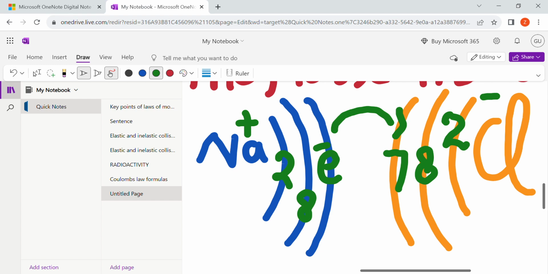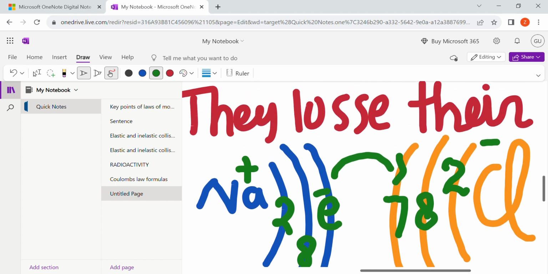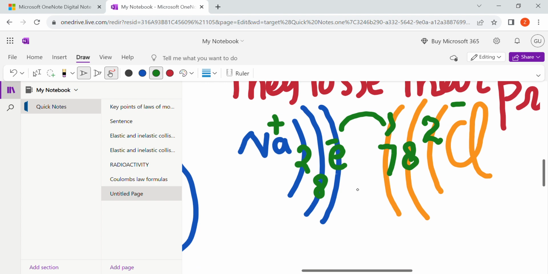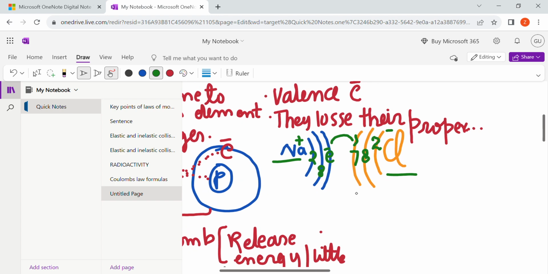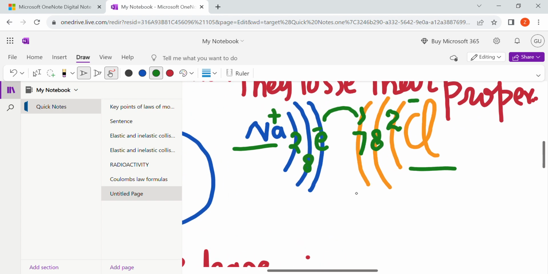So here, as you can see, they are losing their property. They are completely changing themselves; this one is completing itself. It is completing its octet. Alright? So this is how they are losing their properties. They are transforming themselves. Alright? I hope that is clear. Now, they release energy when they get stable. We know that. Wait a second.